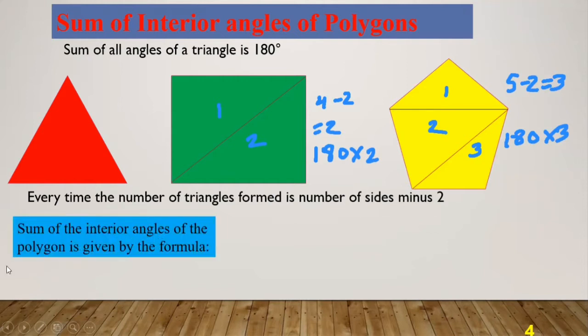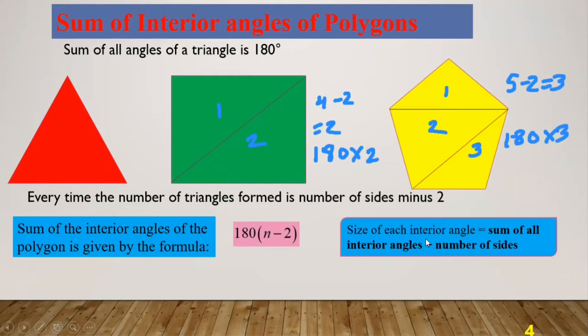The sum of interior angles of a polygon is given by the formula 180 into n minus 2, where n stands for the number of sides. So you can see here, when it is a quadrilateral, 180 into 2, so 360 degrees. If it is a pentagon, 180 into 3, it is going to be 540 degrees. How did we arrive at the formula? A polygon can be divided into n minus 2 triangles, number of sides minus 2 always. So the formula for finding the sum of interior angles of any polygon will be 180 into n minus 2.